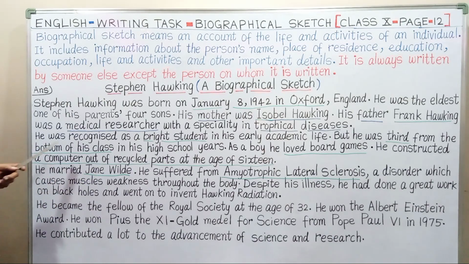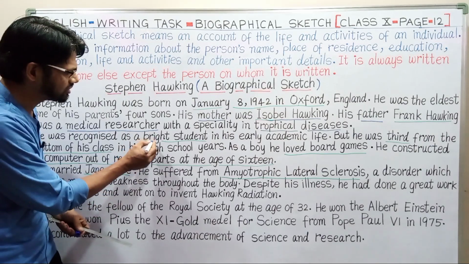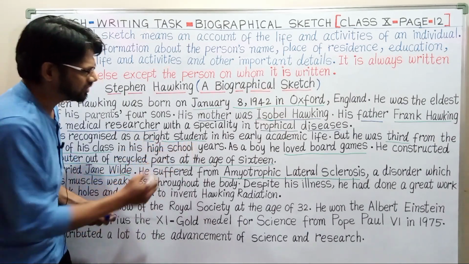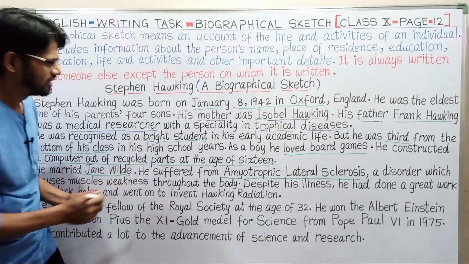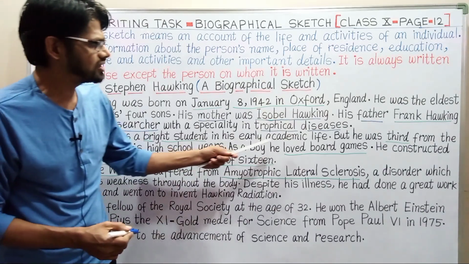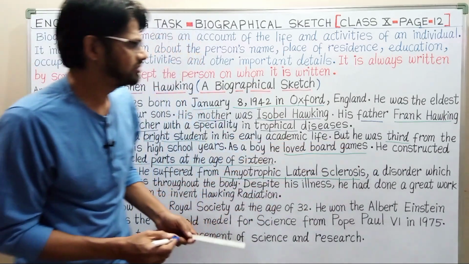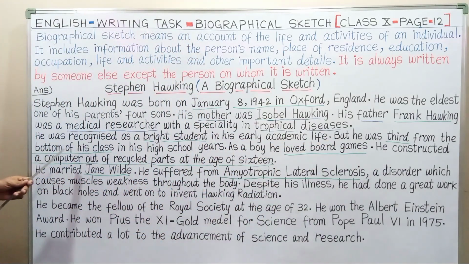Next one: he was recognized as a bright student. Bright student is also given in the question. He was recognized as a bright student in his early academic life, but he was third from the bottom of his class.